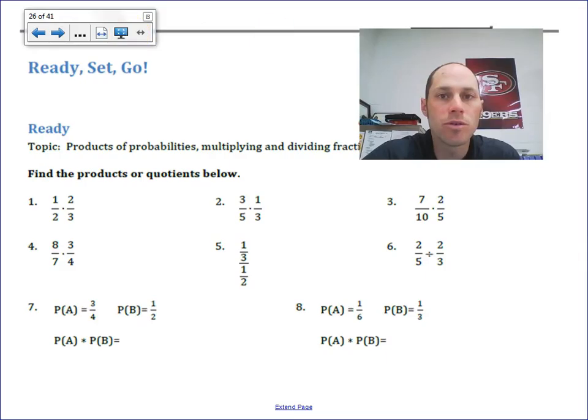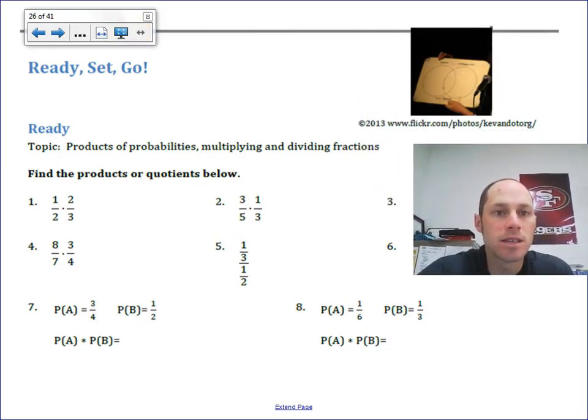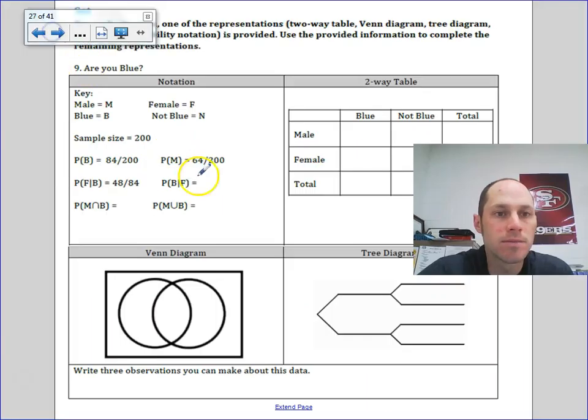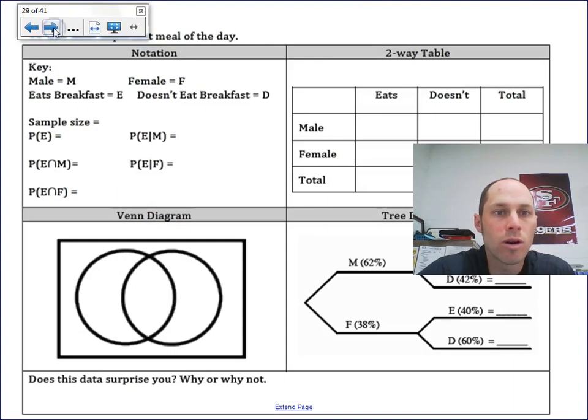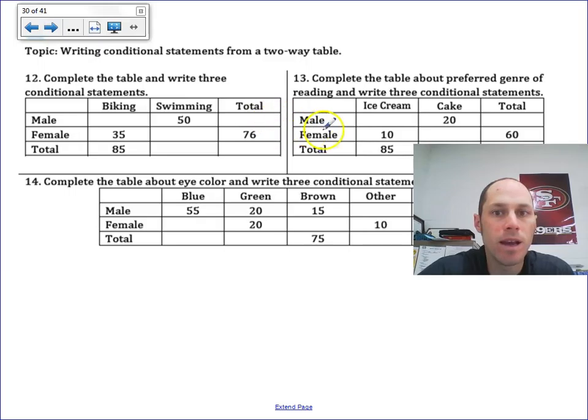So as you go through the assignment in class, just work through some practice working with fractions, multiplying and dividing fractions, as you get into multiplying with probabilities. And then the next part is creating two-way tables, Venn diagrams, and tree diagrams to help you record information and make note of it. And then another two-way table and writing conditional statements with that.